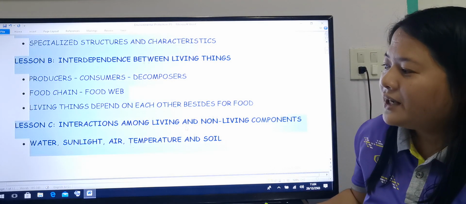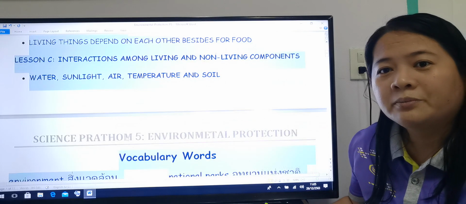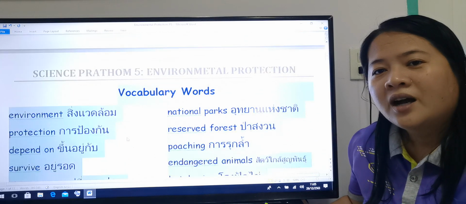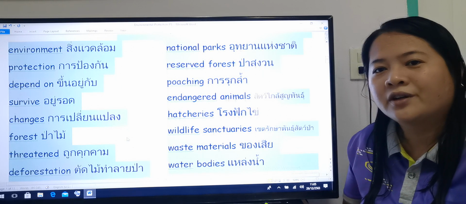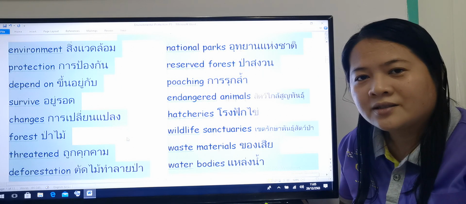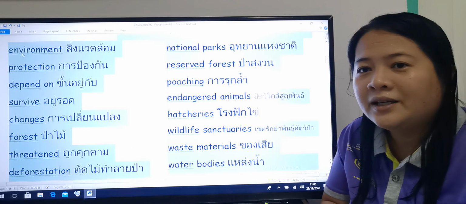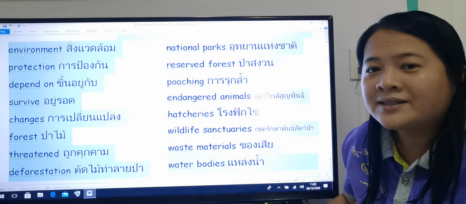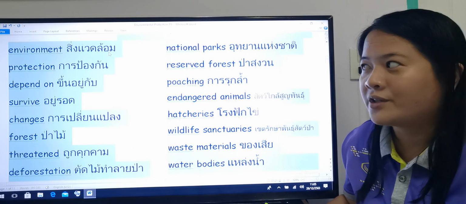Okay, our new lesson is about environmental protection, but before we move on to that, I want you to be familiar with some vocabulary words that we're going to encounter in this topic. Okay, so you can read with me. Okay, the first one is environment. You can read the title here and try to remember these words, okay?